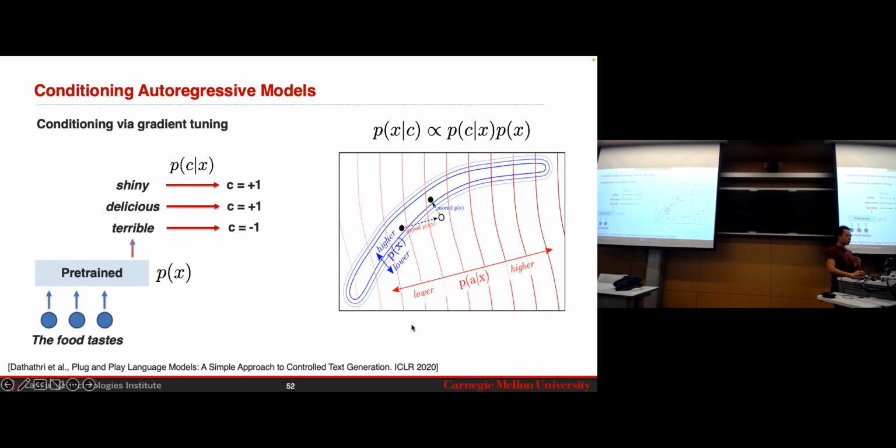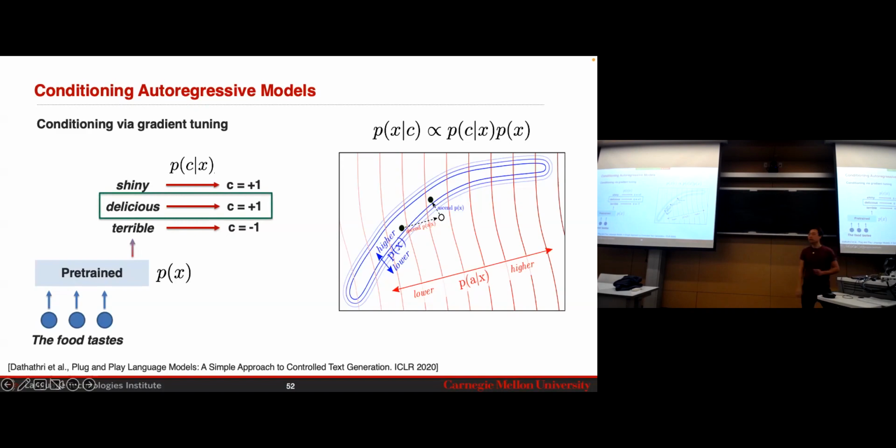So what you can do is iteratively increase my P of C given X by increasing the likelihood of generating something that satisfies my attribute. So that moves it higher into P of C given X space, but then very quickly you might leave my high P of X space, right? So you can then project it back into P of X space by taking it and increasing the directional likelihood in my language model. So you want to balance both of these objectives.